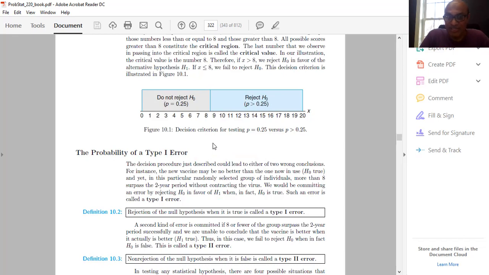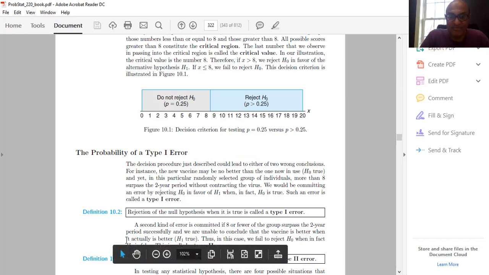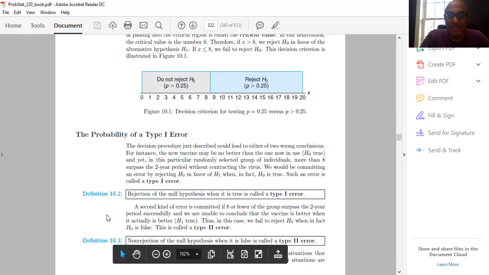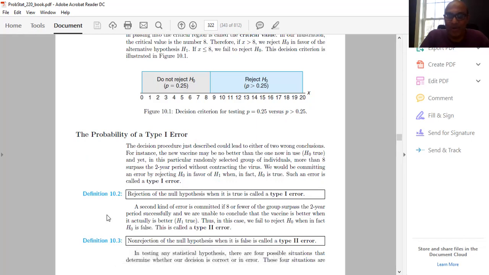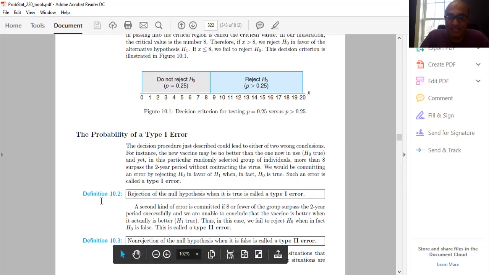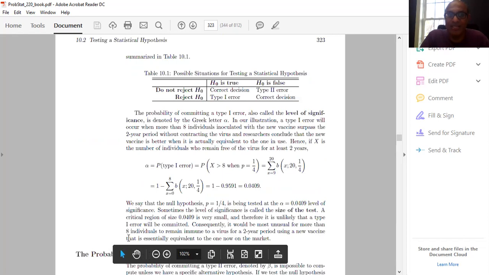You won't understand this unless I explain it to you. If you reject the null hypothesis when it is true, that is called type 1 error. The second definition is the non-rejection of the null hypothesis when it is false. That is type 2 error. But I would like to summarize definitions 10.2 and 10.3 in this format.